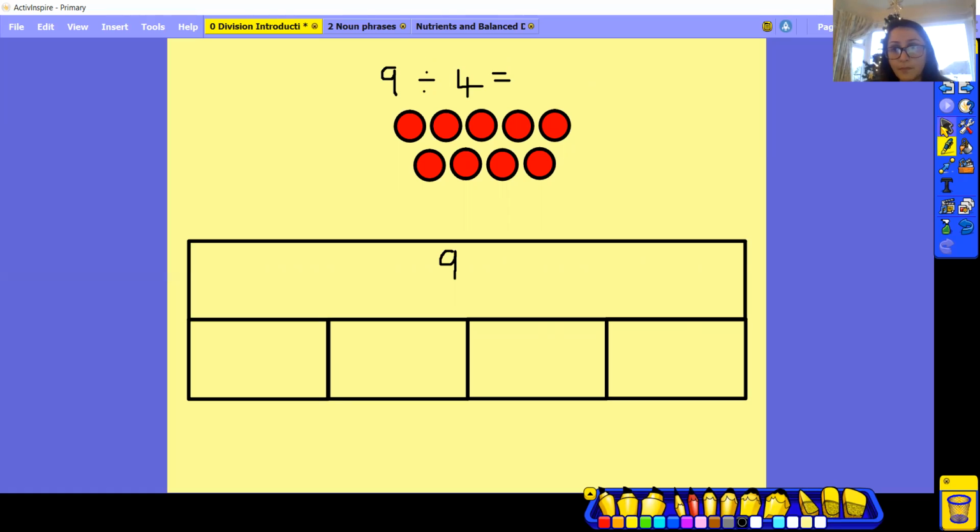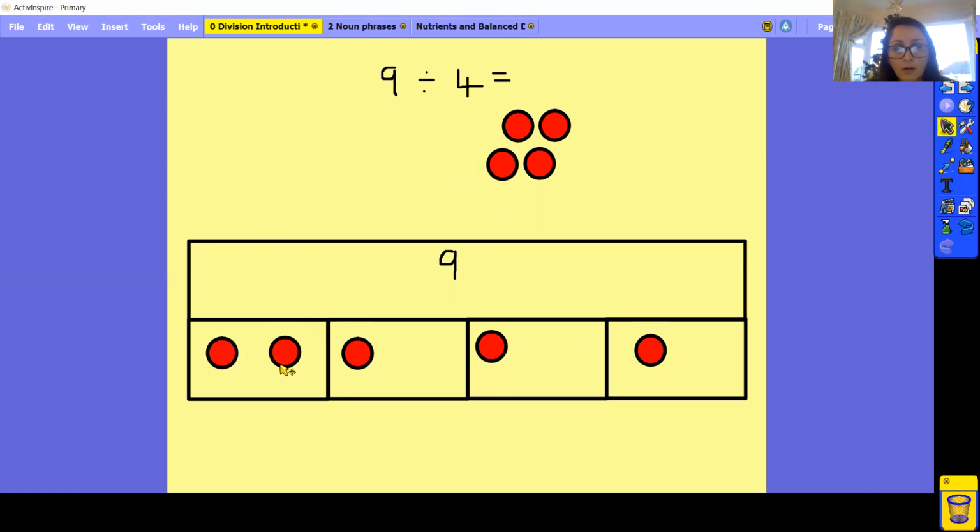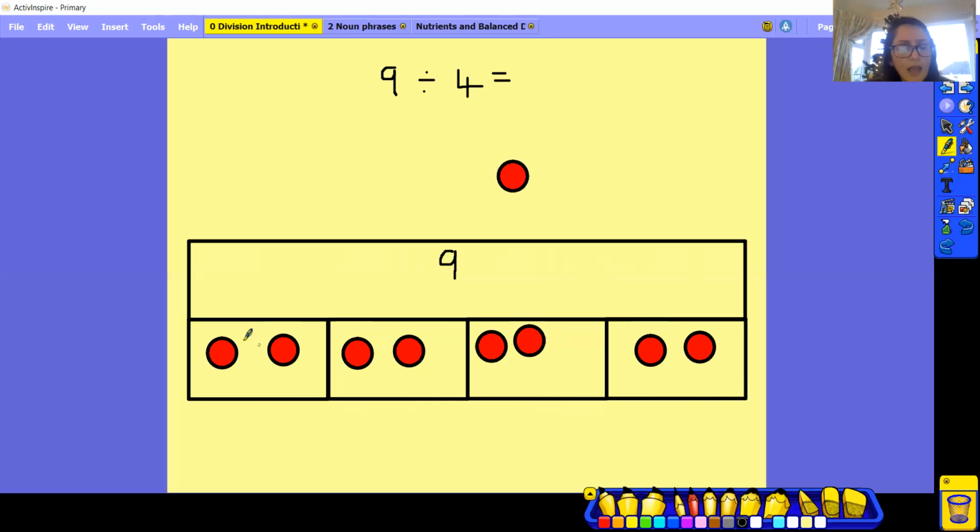So let's have a go at sharing this equally. So, 1, 2, 3, 4, 5, 6, 7, 8. But I can't fit in my last one because I wouldn't have equal amounts of groups. So let's see how much one group is worth.